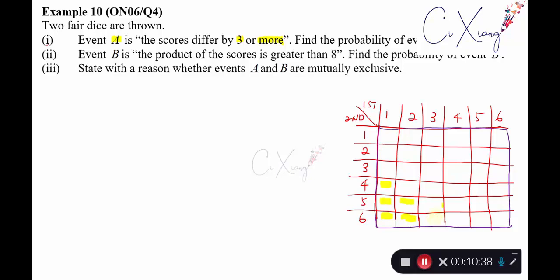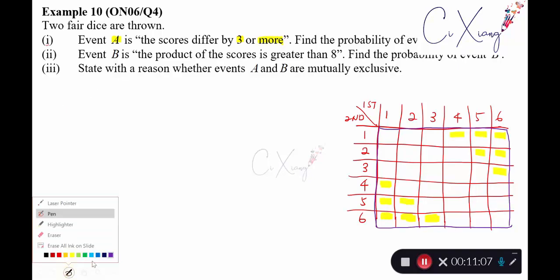Then this one. Then the next one will be this. So all these are the cells that belong to event A. Now I can try to answer the question already.